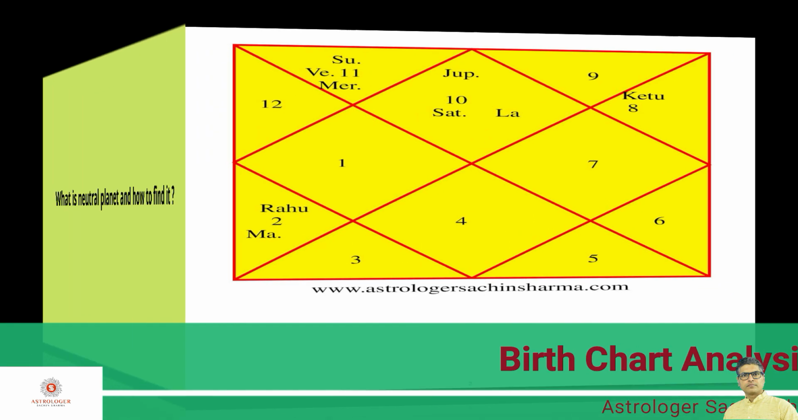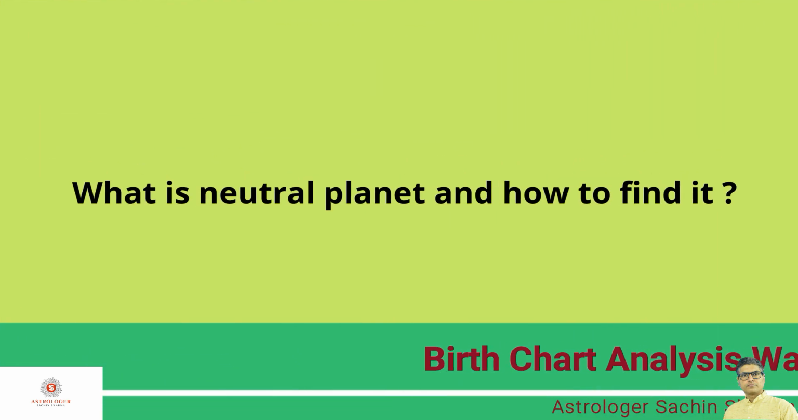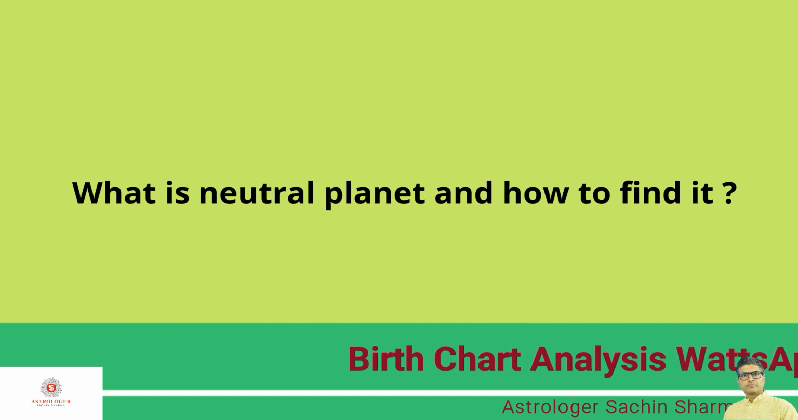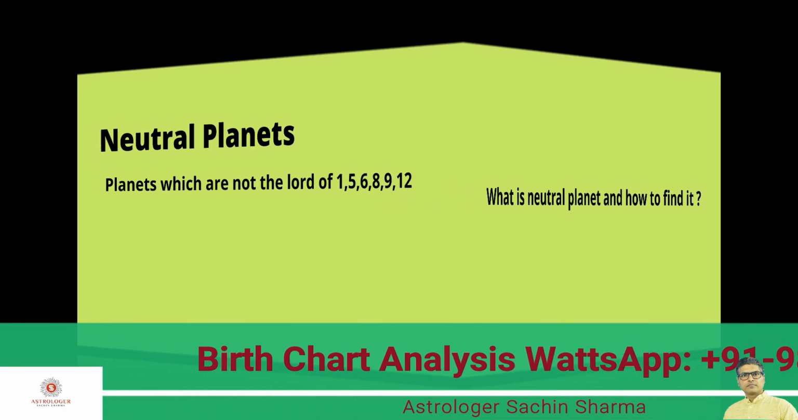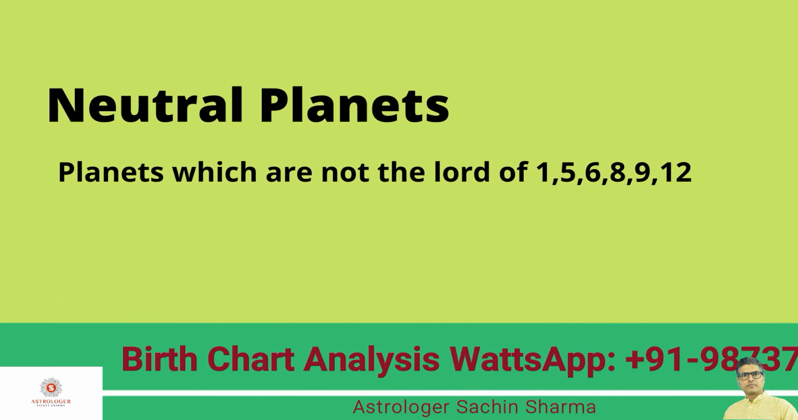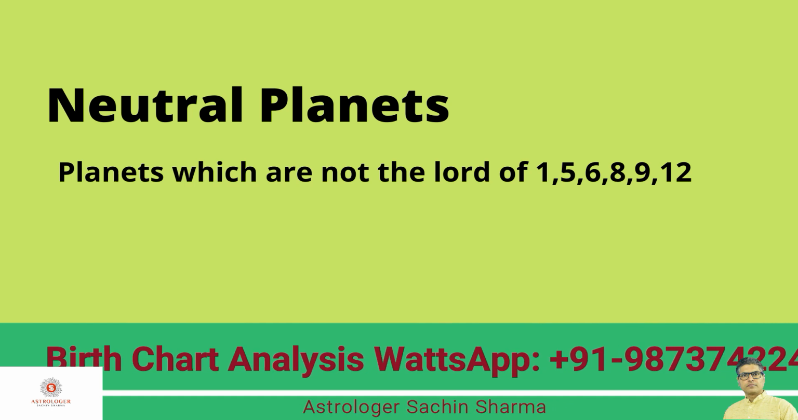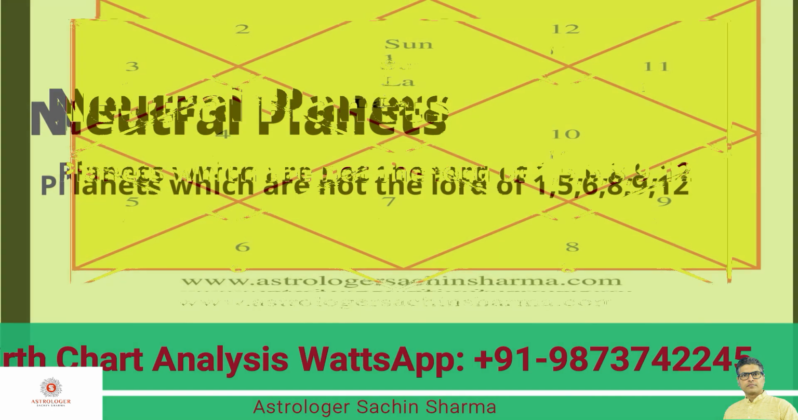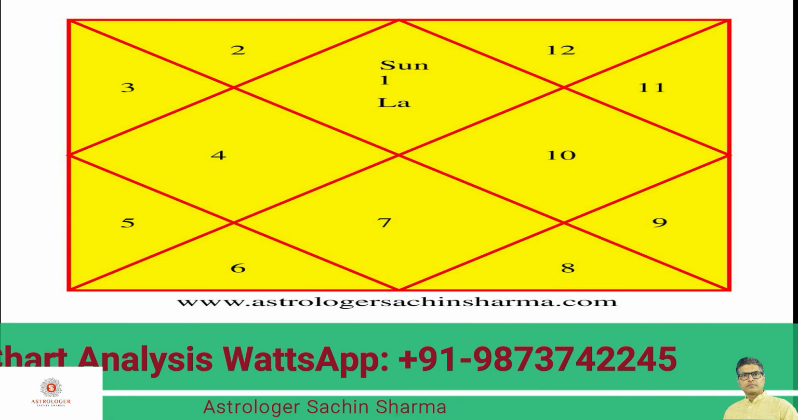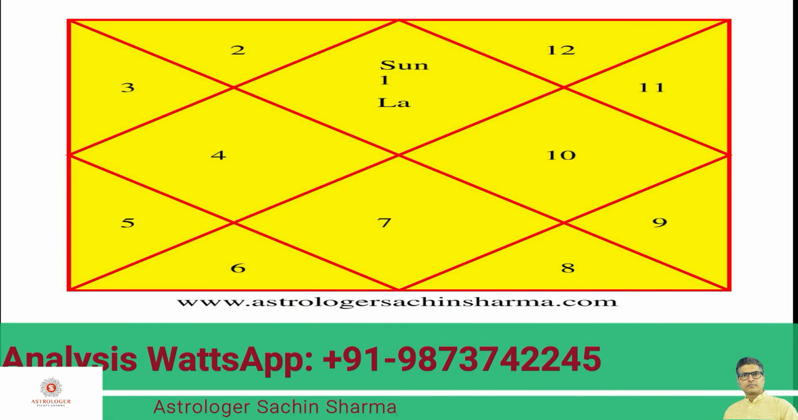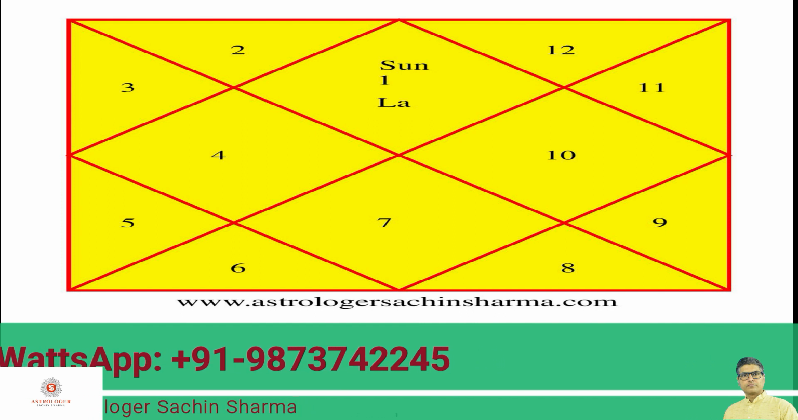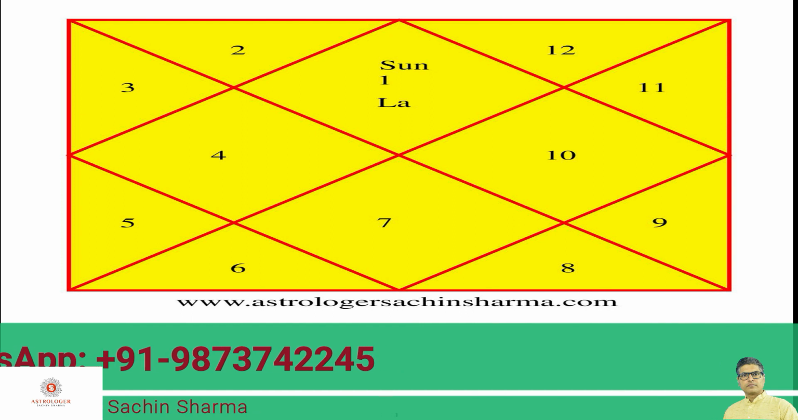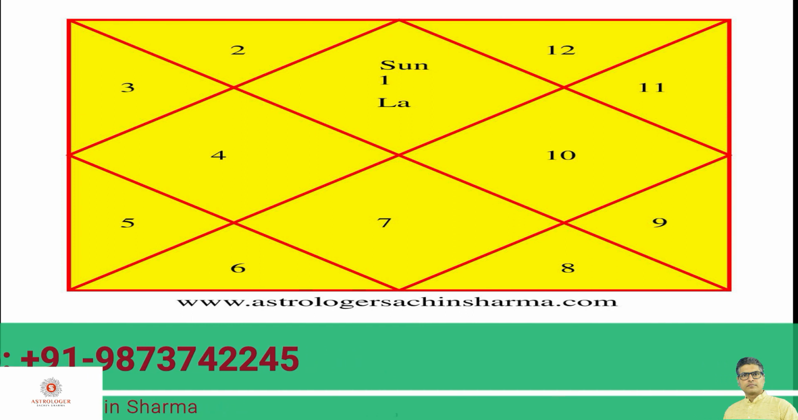Now let's move forward and discuss what a neutral planet is in a birth chart and how to find a neutral planet. Any planet which is neither Marka nor benefic is called a neutral planet in a birth chart. So let us take an example of Aries ascendant. In this birth chart, Venus occupies the 2nd house and the 7th house and does not belong to the 1st house, 5th house, 6th house, 8th house, 9th house or 12th house, and hence Venus is called the neutral planet in Aries ascendant.